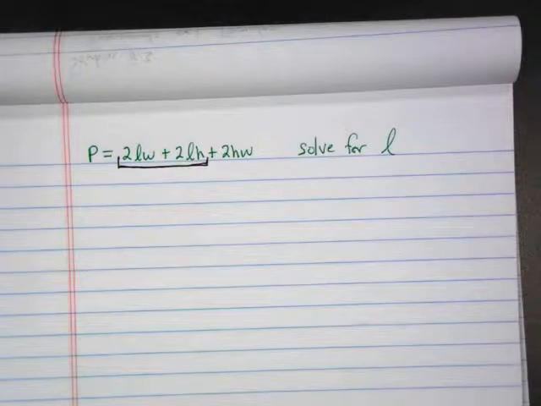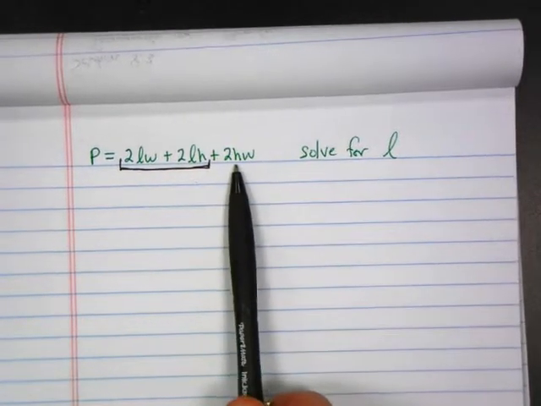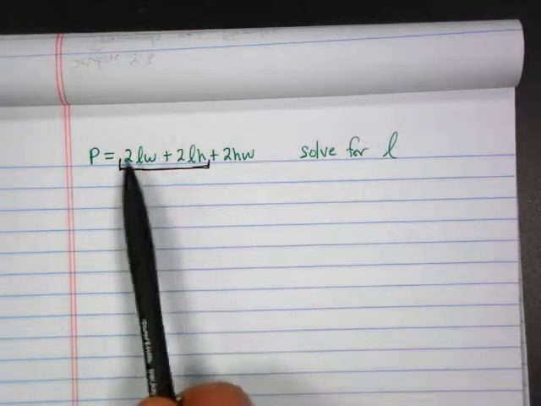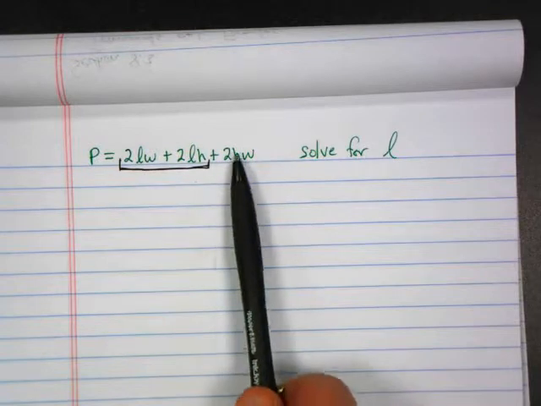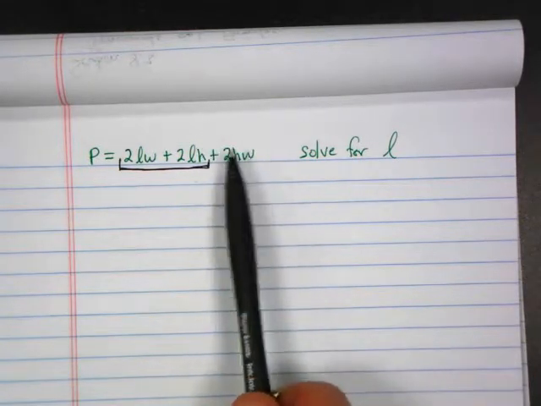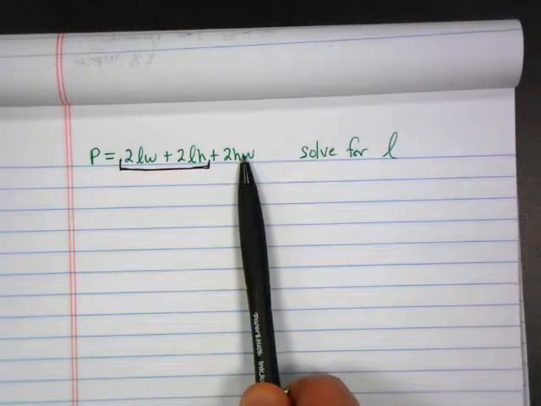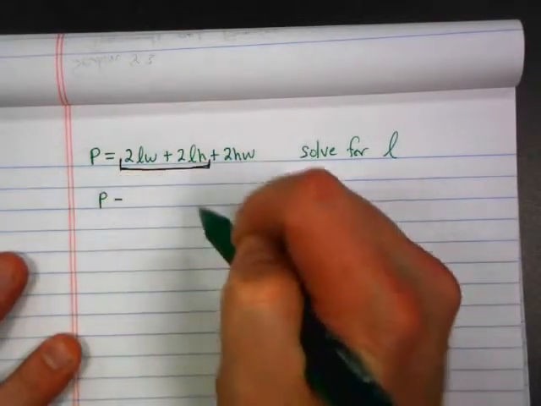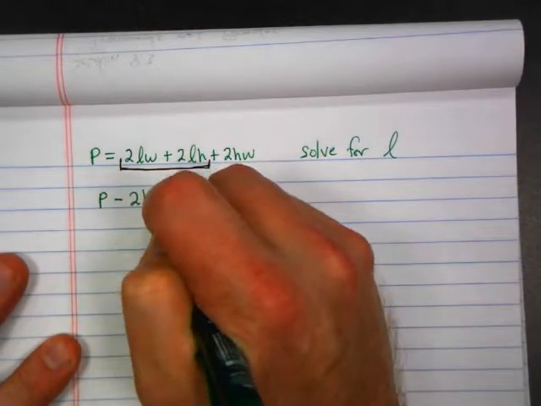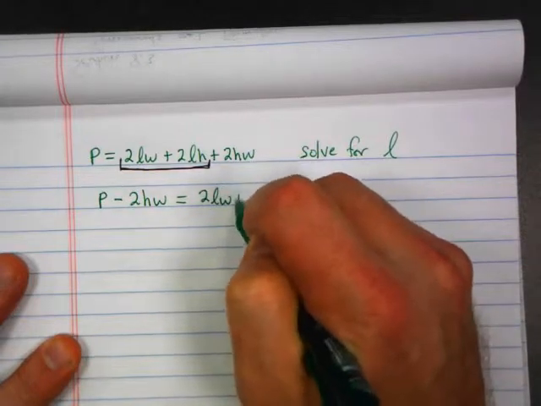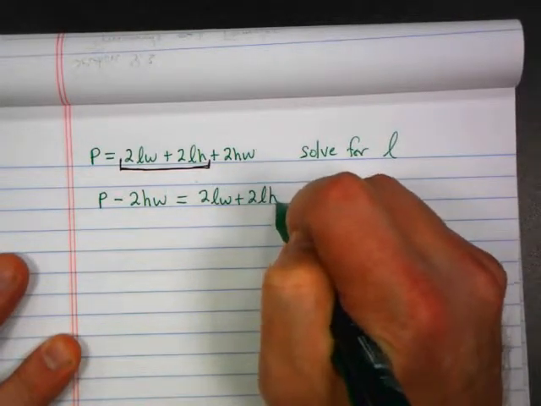I think I want to do something here before I factor this time. I want to move this over to the other side. If I'm trying to solve for L, I want all the L's on one side, all the not L's on the other. So I think I want to get rid of this thing first. This is connected by a plus, so I do a minus. So the first thing I want to write is P minus 2HW equals 2LW plus 2LH.